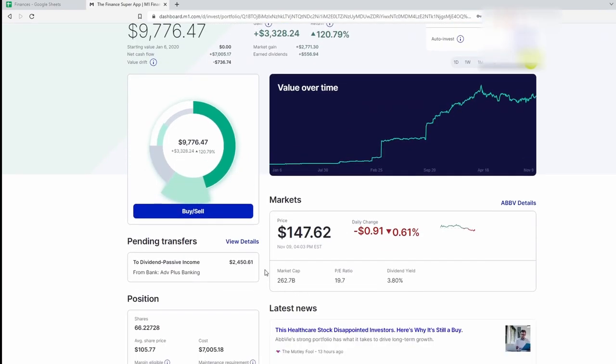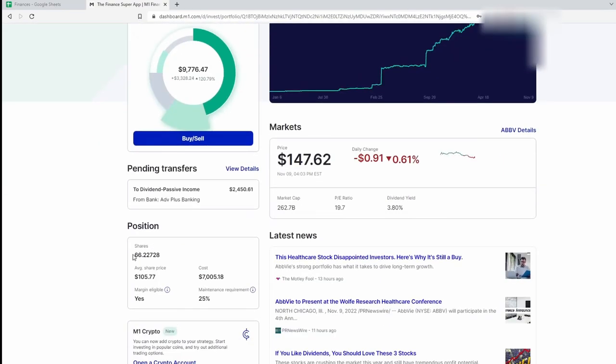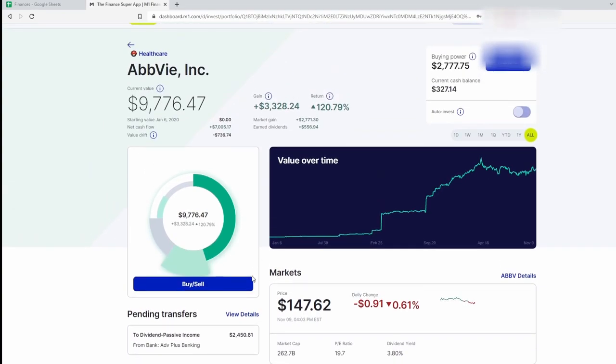All of them are fractional shares. So, for example, I have right here, AbbVie Inc., right? I have 66.22728 shares. If I were to transfer this over to Charles Schwab, it's not a problem. However, this 0.22728 shares would actually be sold, and then I would get that cash back into my M1 account.